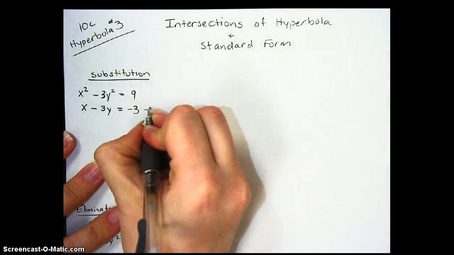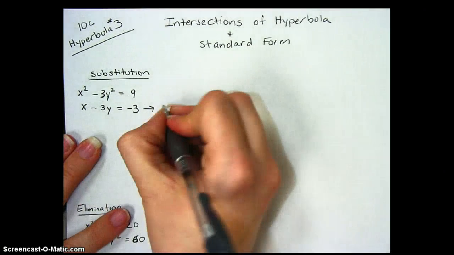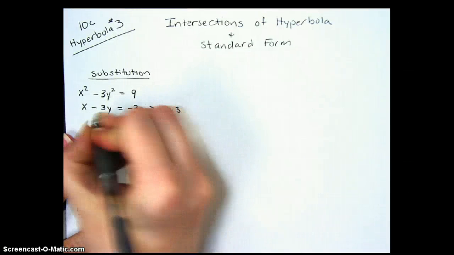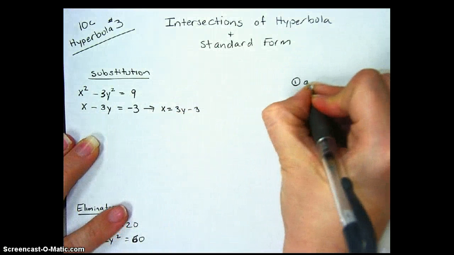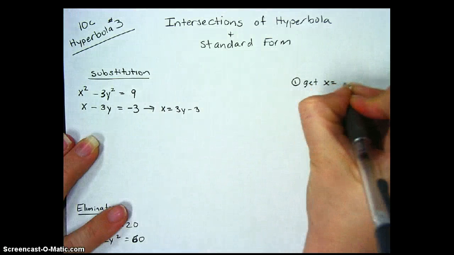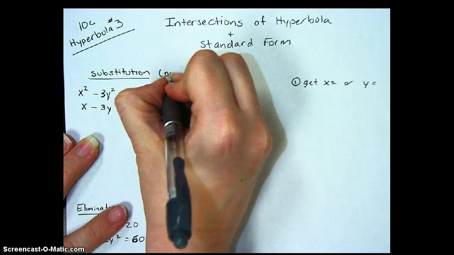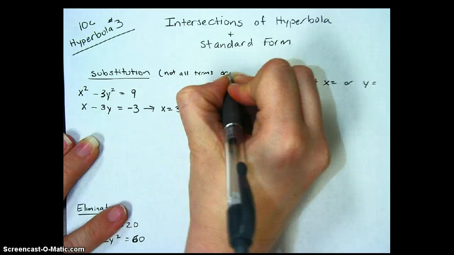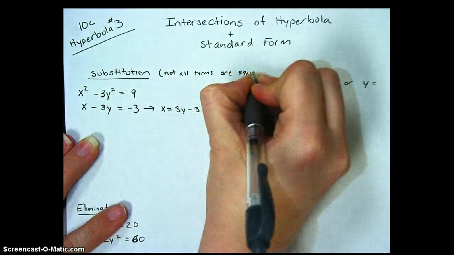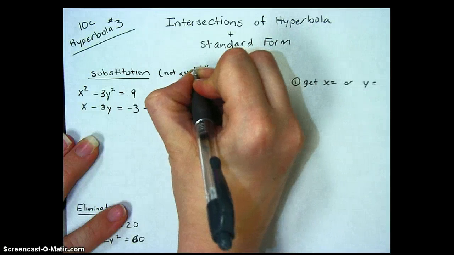So that means we're going to put it in x equals or y equals. So first we're going to get this one into x equals by adding 3y to both sides, x equals 3y minus 3. So the first thing we do is get x equals or y equals. And so we use substitution if not all terms are squared. This is when x and y terms are not squared.